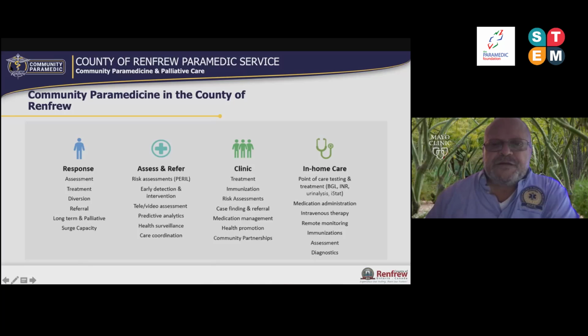In clinics, or taking patients to clinic, paramedics can do treatments in the clinic. Oftentimes they're a partner in providing flu shots and now with COVID-19 shots. Also doing risk assessments, case finding and referring to primary care. If an ambulance finds a patient that does not have a primary care physician, then they can be referred to one. They're part of the medication management team.